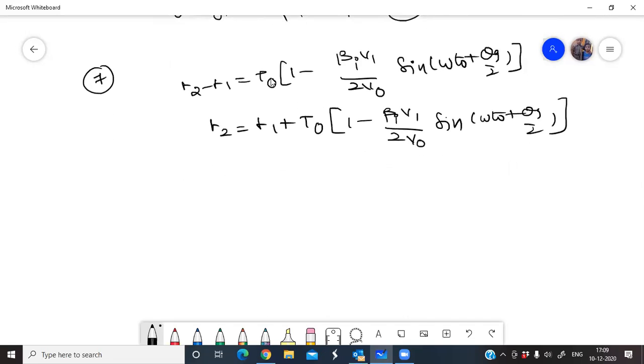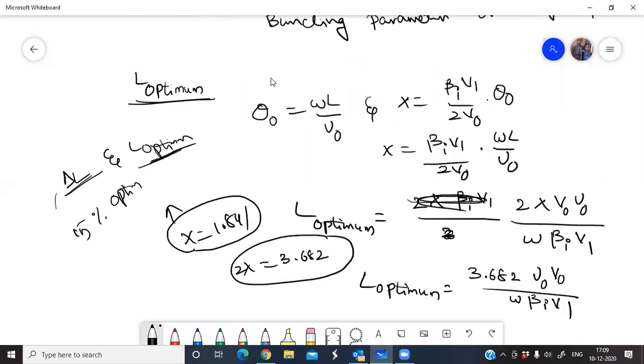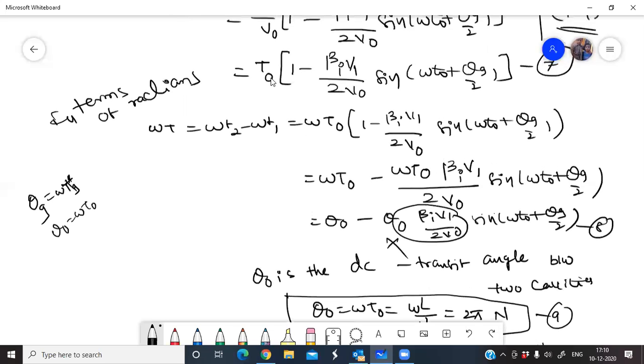Don't get confused here, you have to take some assumptions actually. Here I want to take T1 minus T naught equal to tau. So what is capital T actually? Capital T is separate, right? What is capital T? See, capital T equal to T2 minus T1.